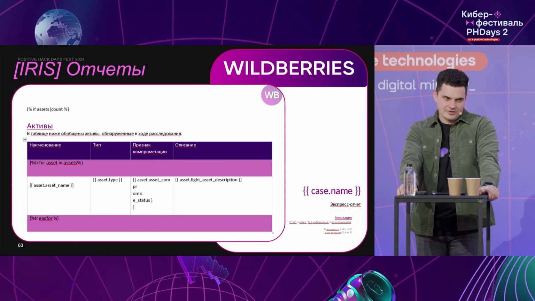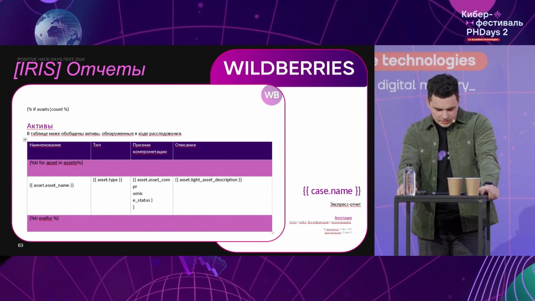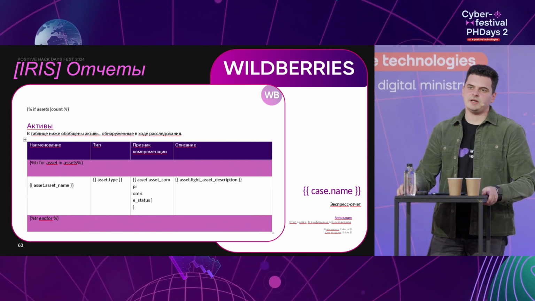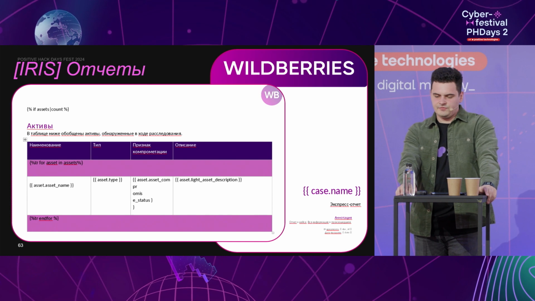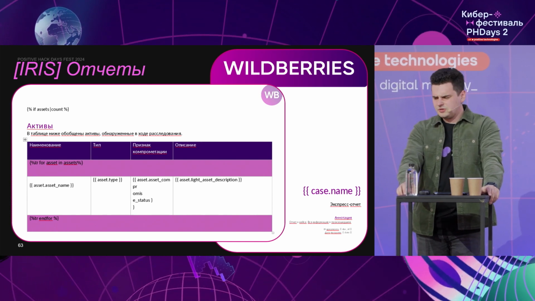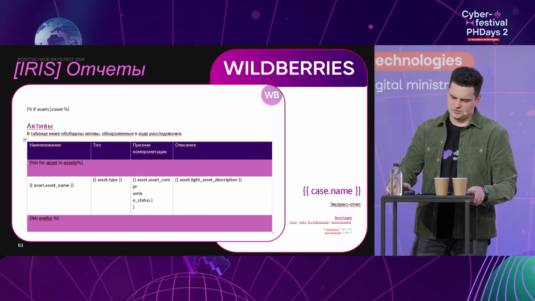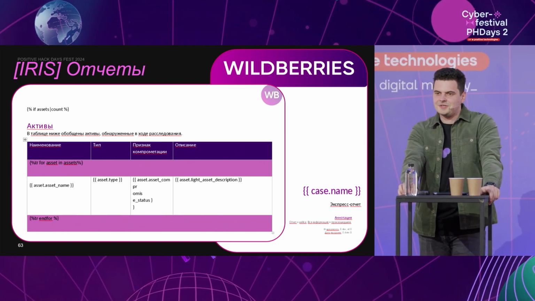Okay, the case, the incident has been analyzed, and now you need to download an express report. IRIS supports this. You can use all the fields you have in the cases, and you can download all this to the report. They support the doc format. You can also use Markdown and HTML. I think doc is the most convenient format.